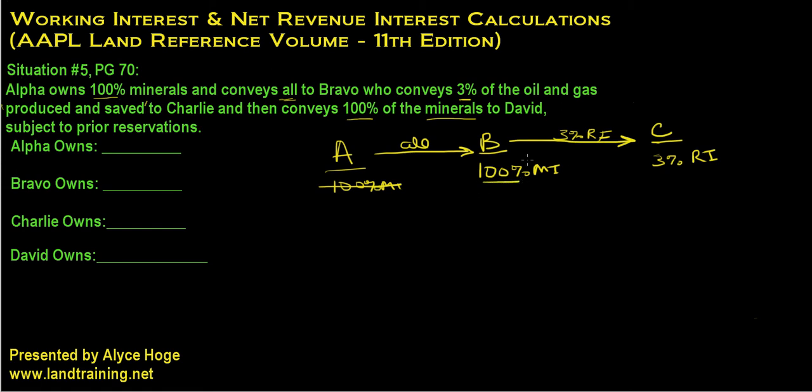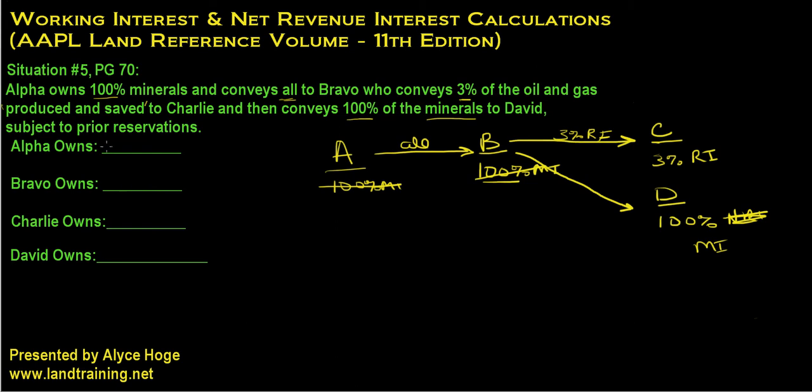But then B conveys 100% of the minerals to David. So now B no longer owns this 100%. David owns the 100% mineral interest. We're not talking about net revenue interest because we don't have a lease yet.